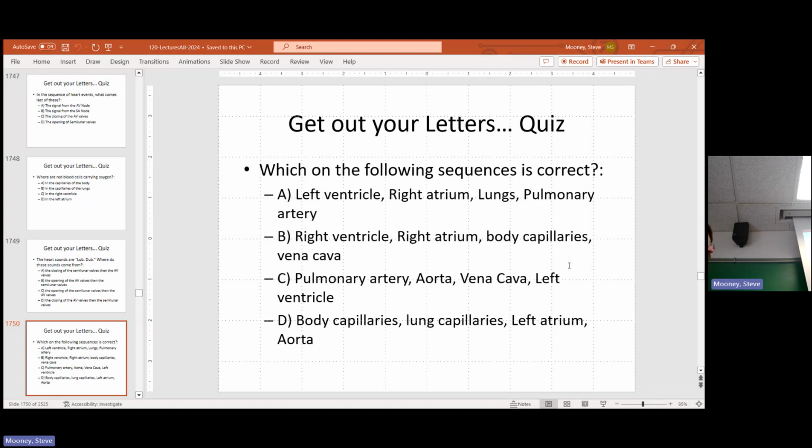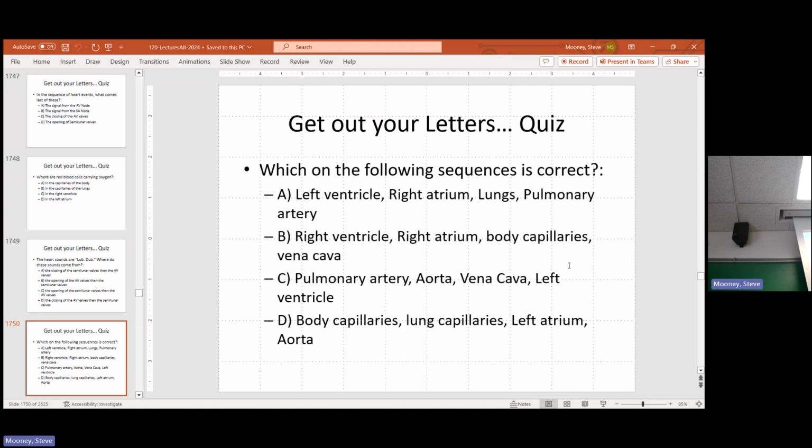Which is your best answer up there? Got 2 votes for B. Anybody else want to take a chance, or change your minds? On some level, they're all correct, right?